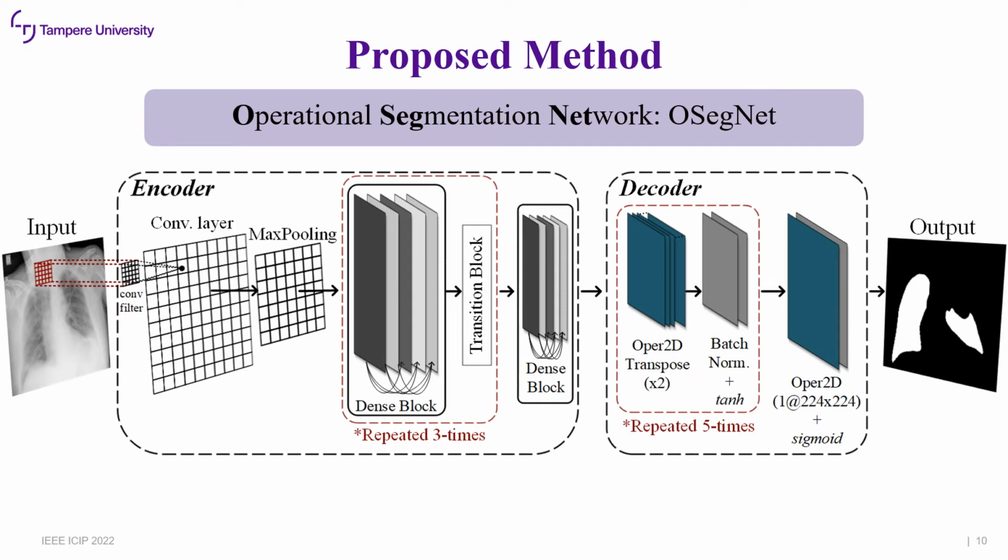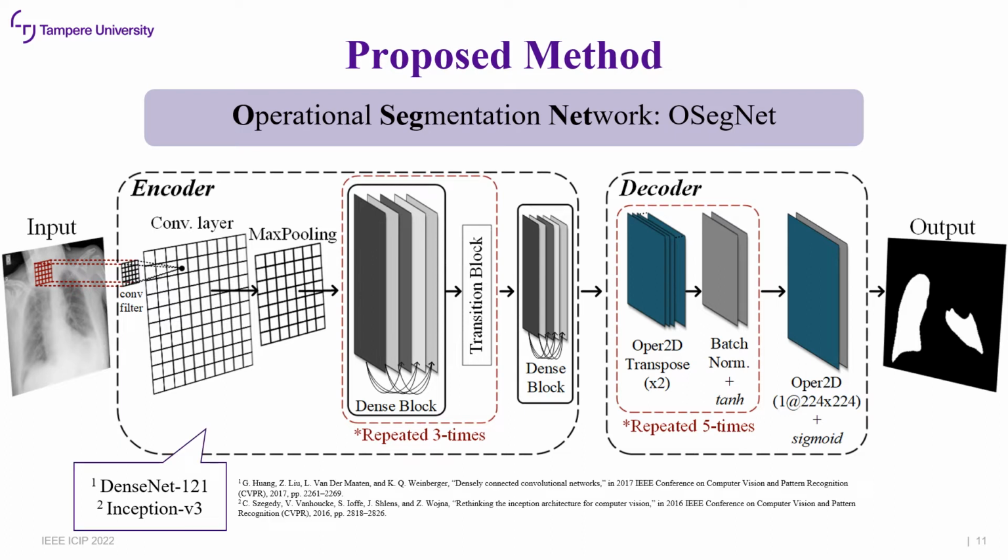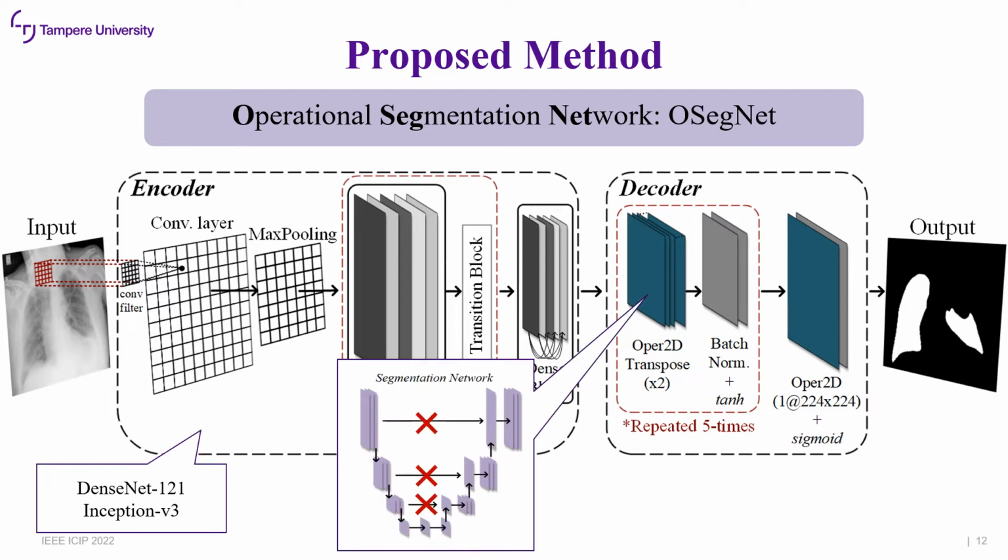So in this study, we propose an operational segmentation network called OSegNet. The OSegNet model can segment COVID-19 pneumonia from chest X-ray images, and it has encoder and decoder parts. In the encoder part, any deep learning model can be used by transfer learning. Therefore, we have used DenseNet 121 and Inception version 3 state-of-the-art networks for the encoder part. For the decoder part, we have used operational layers. It has a structure similar to a UNet model. However, we have removed its skip connections in order to reduce the network complexity.